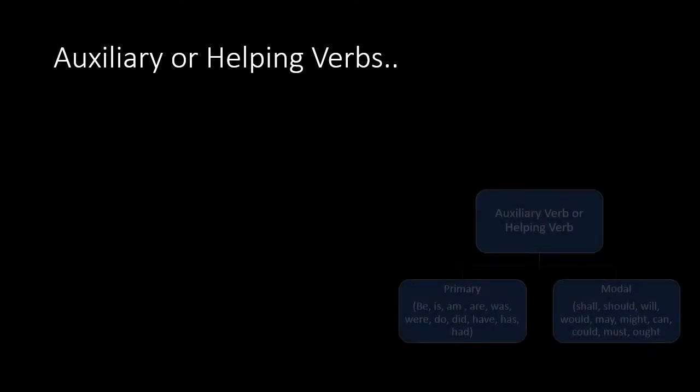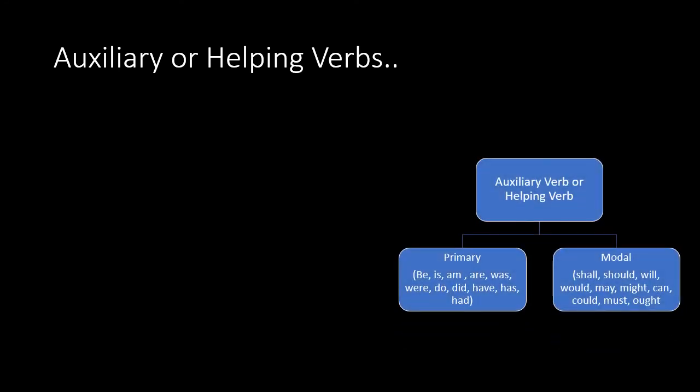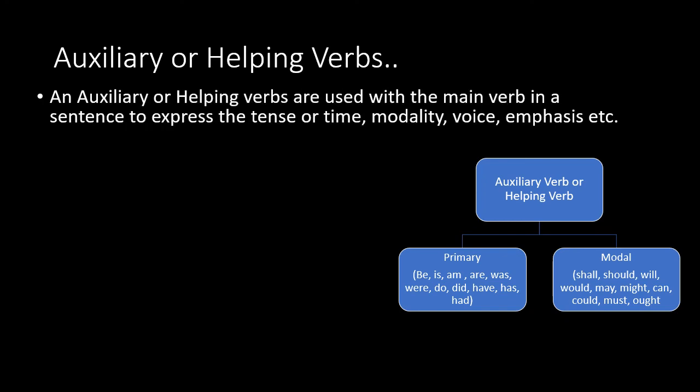Auxiliary or helping verbs. So what are auxiliary verb or helping verb? So auxiliary verb or helping verbs are basically classified into two categories: the primary auxiliary verb or modal auxiliary verb. Right? Auxiliary or helping verbs are used with the main verb in a sentence to express the tense or time, modality, voice, emphasis, etc. Right? So we use auxiliary verb with the main verb.